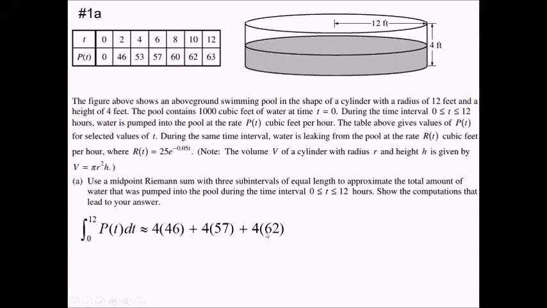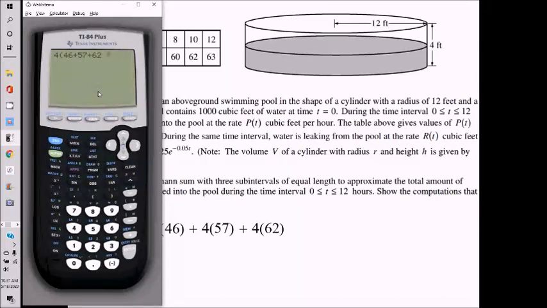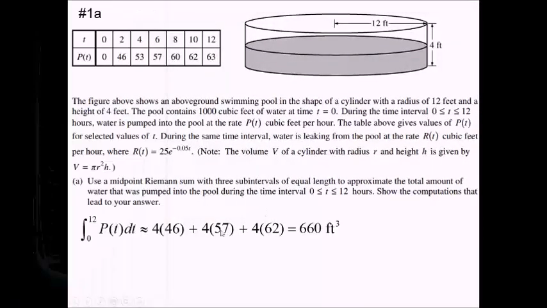You don't have to simplify this. You could just put the units on the end, which in this case, this is the amount of water that gets pumped in. So this is going to be cubic feet of water. But I am going to go ahead and simplify it because, I mean, it's a calculator problem, so why not? To save a little bit of time on the calculator, since these all are being multiplied by 4, I'm just going to factor out that 4 and do 46 plus 57 plus 62 inside of parentheses, giving me a grand total of 660 cubic feet of water.